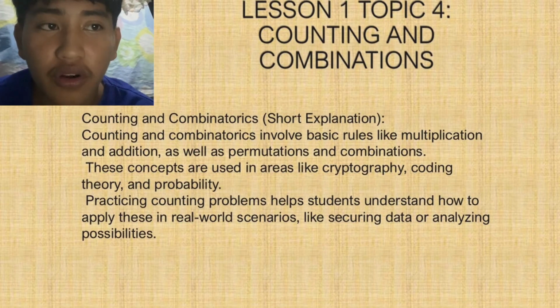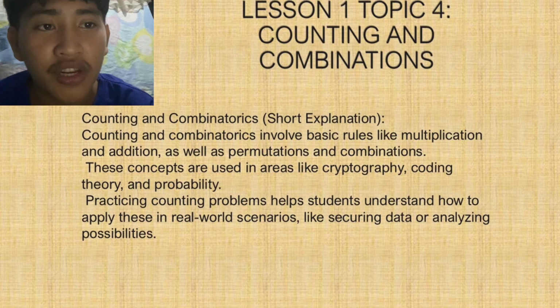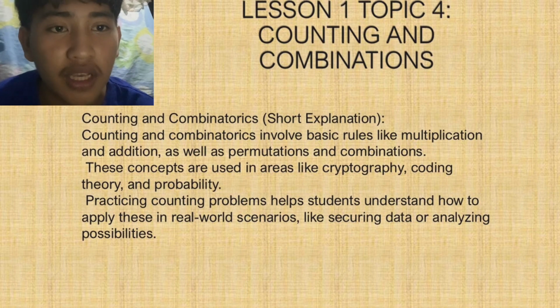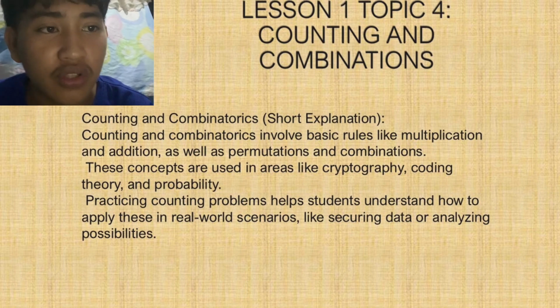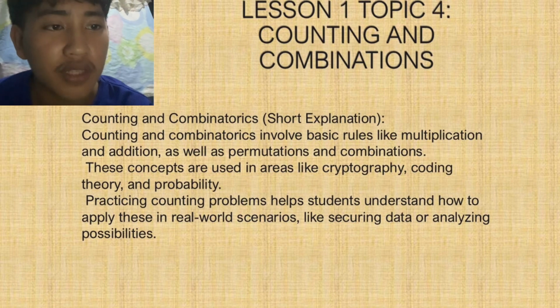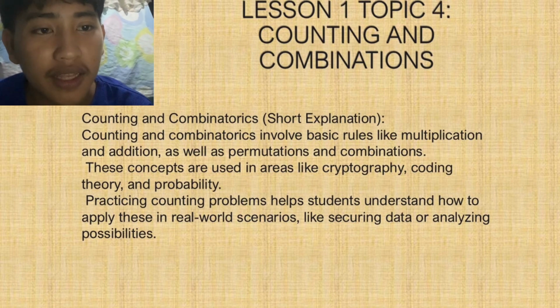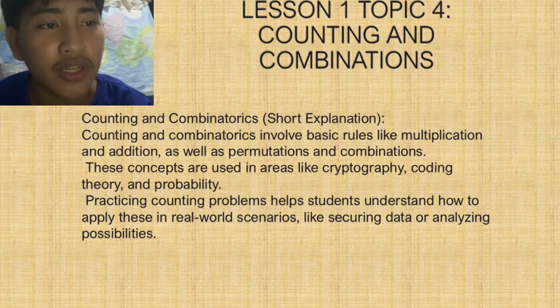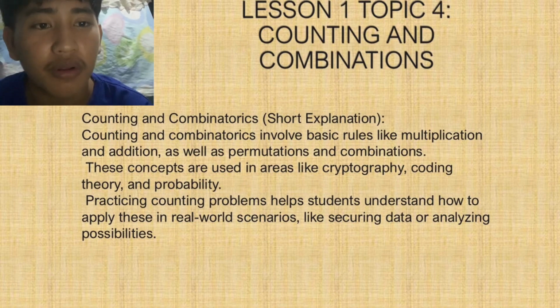Lesson 1, Topic 4, Counting and Combination. Counting and combinatorics involves basic rules like multiplication and addition, as well as permutations and combinations. These concepts are used in areas like cryptography, coding theory, and probability. Practicing counting problems helps students understand how to apply this in real-world scenarios, like securing data or analyzing possibilities.